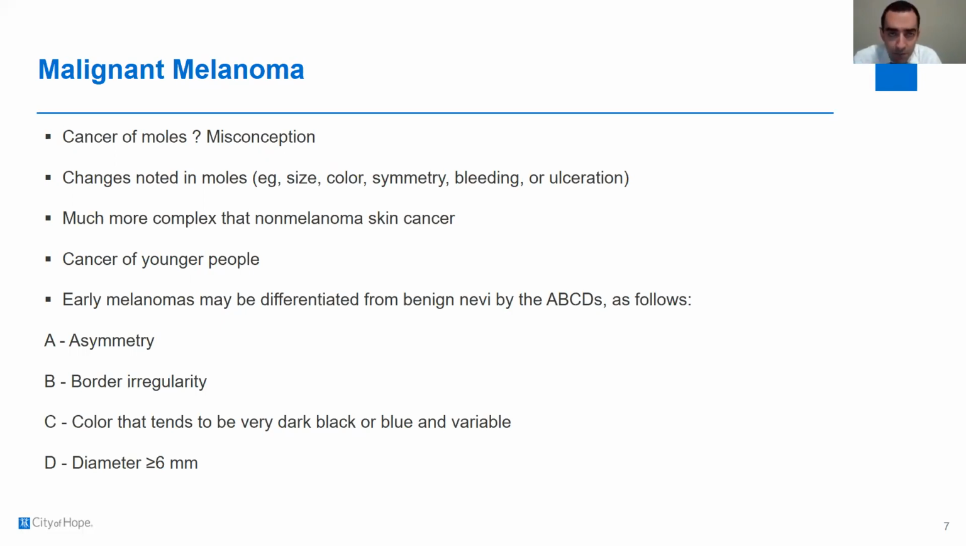Now, if you do have a mole and you notice a change in the size, the color, the symmetry, if that mole is bleeding or developing an ulcer on its surface, then you suspect that that mole is turning into a cancer of the mole or melanoma. It affects younger people. So with basal and squamous, like I said, it's UV exposure over time. So it's patients who are older, they had more years of exposure to sun. With malignant melanoma, it's a cancer that affects younger patients.